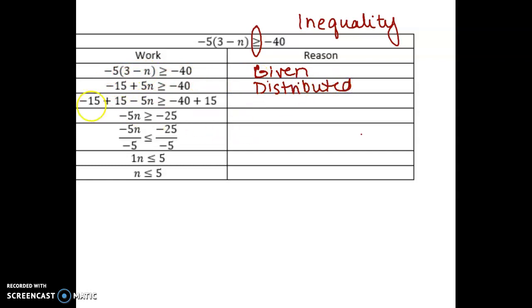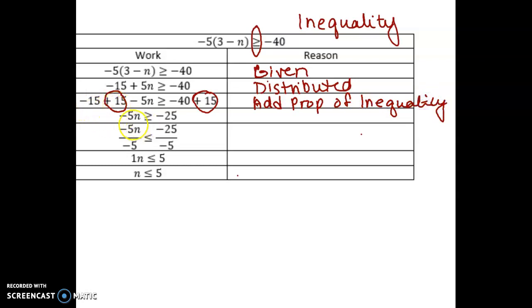Okay, and this line we're subtracting, actually we're adding 15 to both sides of the equation. We're actually adding 15, so this would be the addition property, and be careful, this would be the addition property of inequality because we're adding to both sides of the inequality. It's not an equation. All right.